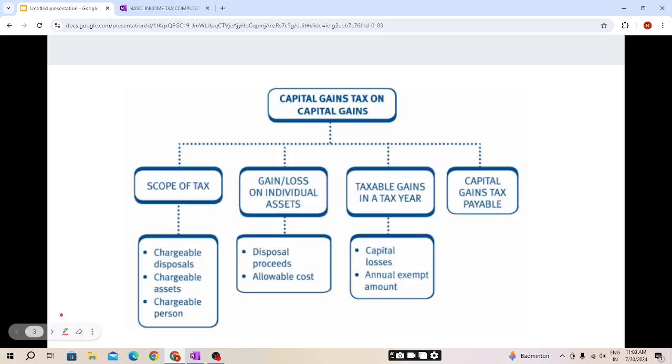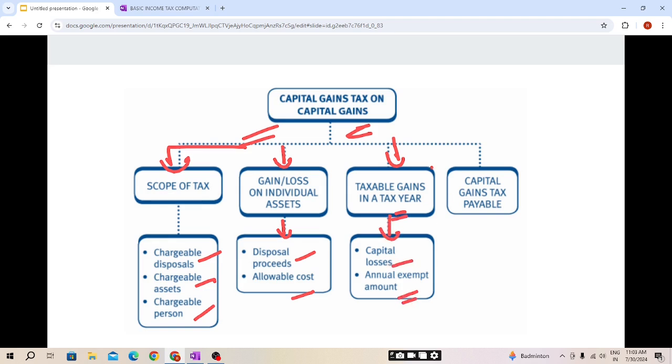So students, coming to the capital gains tax: scope of the tax, chargeable disposal, chargeable asset and chargeable person, gains or loss of an individual asset, disposal proceeds, allowable costs, what are the costs which will be allowed, taxable gains in a tax year, capital losses, and annual exempt amount. Then coming to the capital gains tax payable. So these are the 4 most important topics under this chapter.